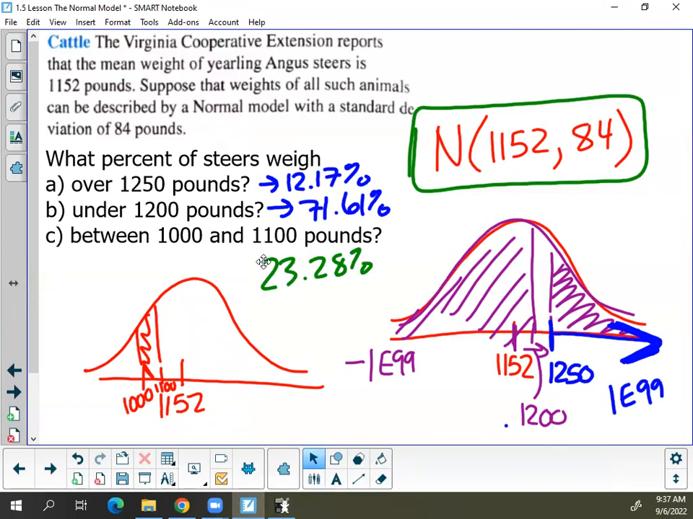The pictures really help here. They give you an idea of what's on the left, what's on the right. The calculator, when it says lower, it means left. When it says upper, it means right. We're just telling it, hey, here's my normal distribution. This is the mean and standard deviation. Please tell me what percentage of values would fall between these two numbers.